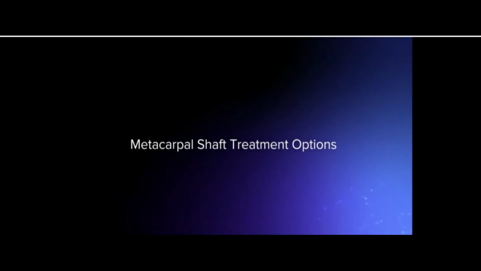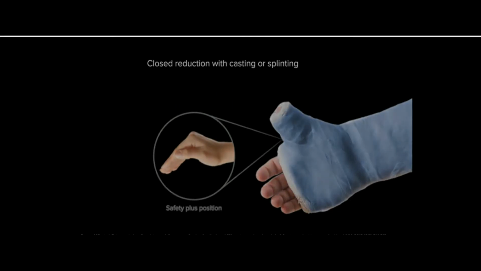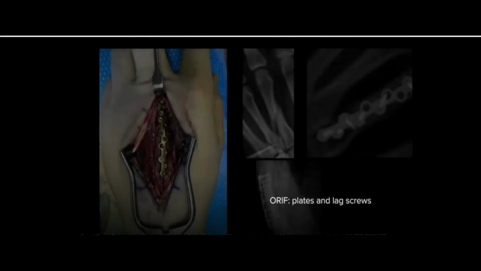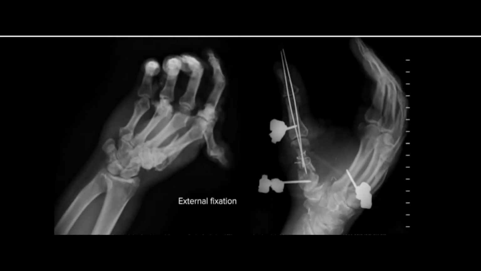Some treatment options for metacarpal shaft fractures are closed reduction with casting or splinting in the safety plus position, closed reduction with percutaneous pinning, intramedullary screws, open reduction and internal fixation with plates and lag screws, and external fixation.